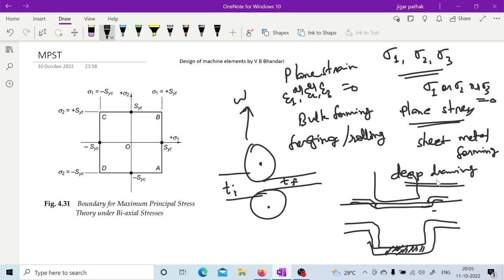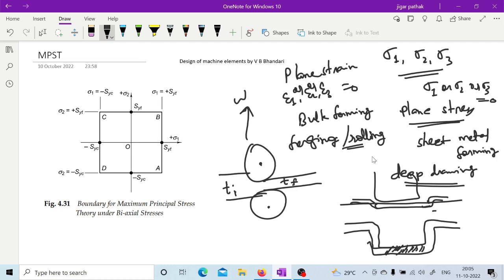So this rolling and deep drawing will be considered as the plane stress, isn't it? Sorry? The case of deep drawing and rolling will be considered for the plane stress. No, deep drawing is plane stress. Rolling is not plane stress. Rolling will come under, I guess, plane strain, because it is bulk forming operation.